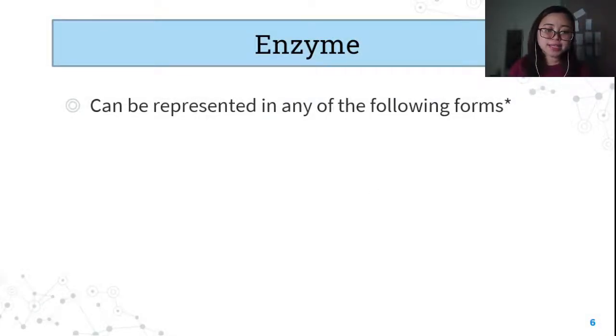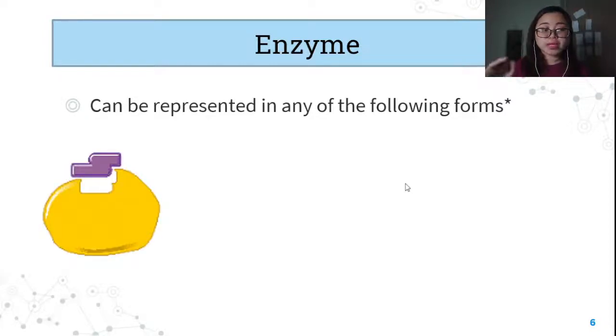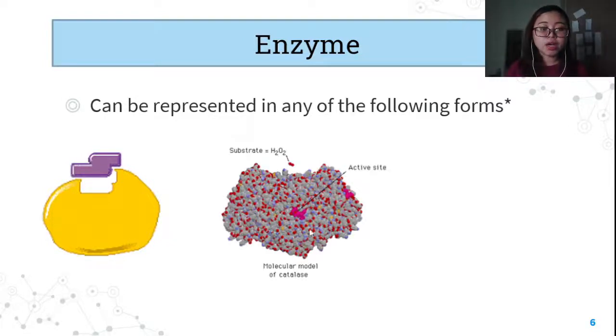Now, when we talk about enzymes, they can be represented in any of the following forms. You can sometimes find books that show enzymes like this. So this yellow part over here could be how you draw an enzyme. You could also illustrate an enzyme like this. So in this molecular model of this enzyme, we have a 3D structure that shows every single element that is in this molecule. So setiap H, setiap carbon, setiap nitrogen, dan sebagainya boleh diwakilkan dengan biji-biji dalam gambar ini.